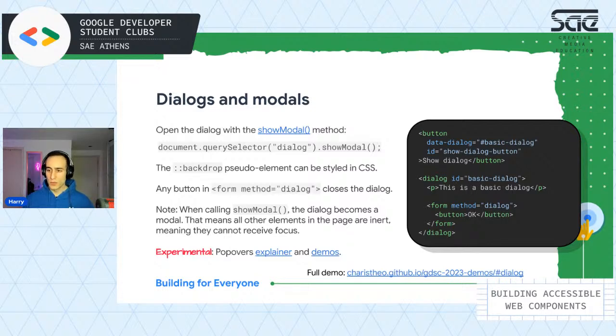But if we want to provide a button, all we need to do is create a form with a method equals dialogue and add a button inside. So anything within that form that is a button and can be interacted with will close the dialogue. So this is no JavaScript, nothing customized. Very simple, just a few lines of code.